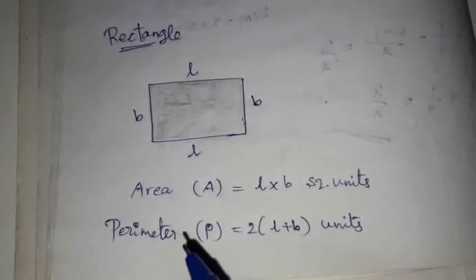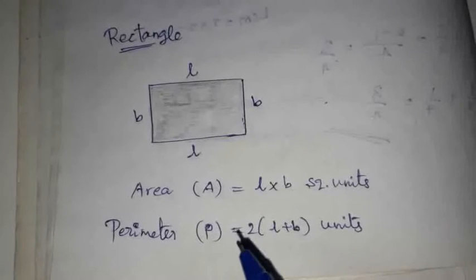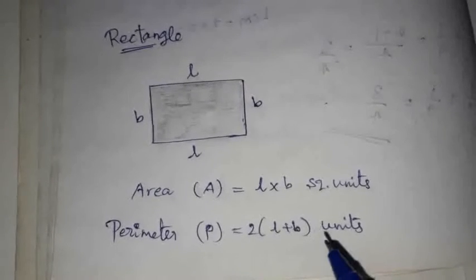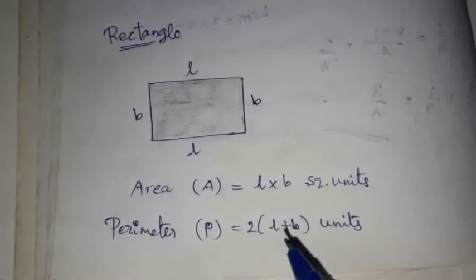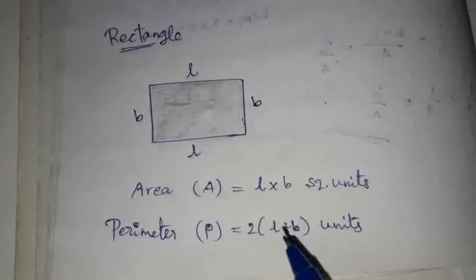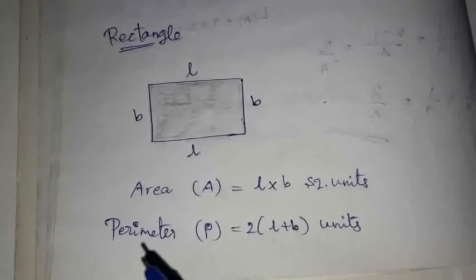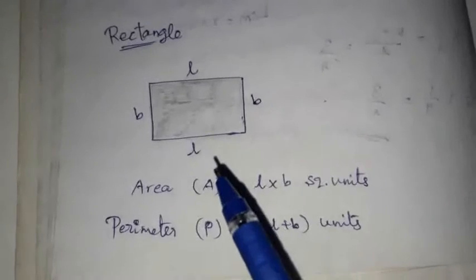Next, perimeter of rectangle, capital P equals 2 into (L plus B) units. You have to add the length and the breadth and then multiply the value by 2. Then you will get the perimeter of the rectangle.